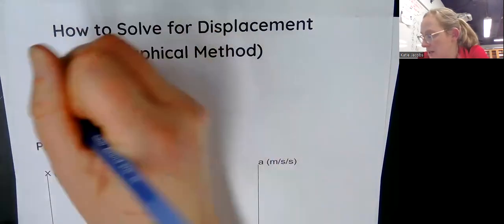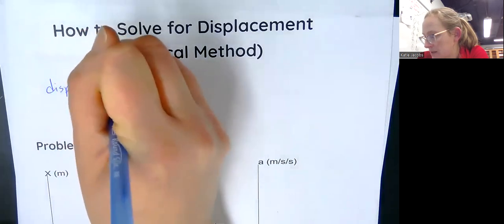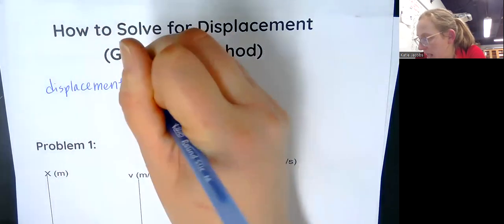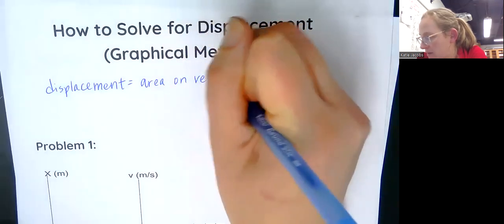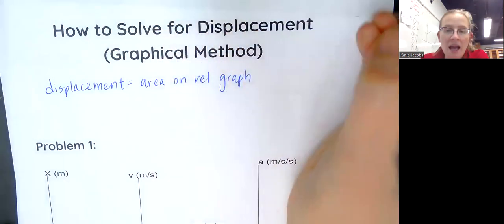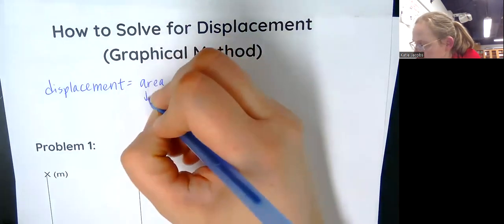The first thing you need to know is that displacement is the area on the velocity graph. And by area, I mean between the line and the x-axis.